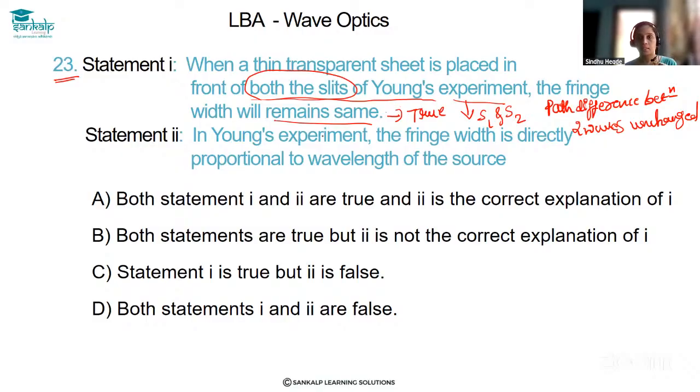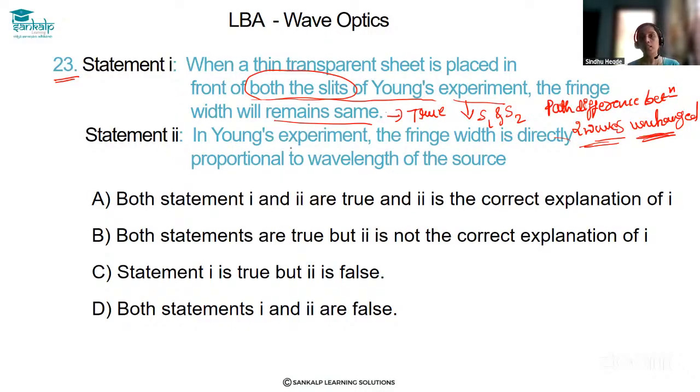We have to remember one thing here. The fringe width changes only when the path difference between the two waves is changed. Otherwise, fringe width remains same. Here, when we place a thin transparent sheet in front of both slits, we still get the same fringe width because the path difference between these two waves remains unchanged. That's why fringe width also remains same. So this statement is true.